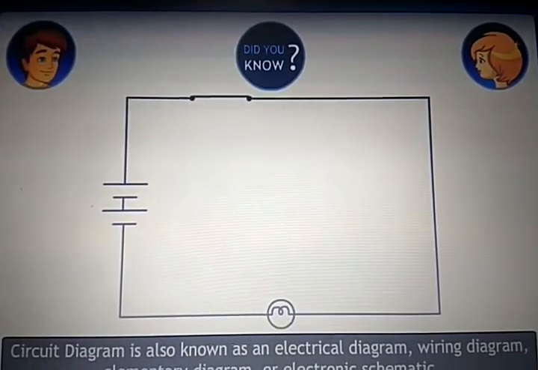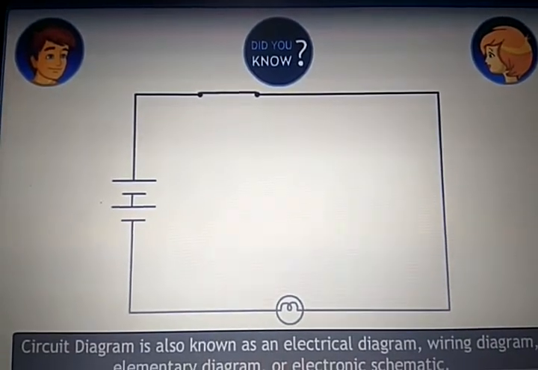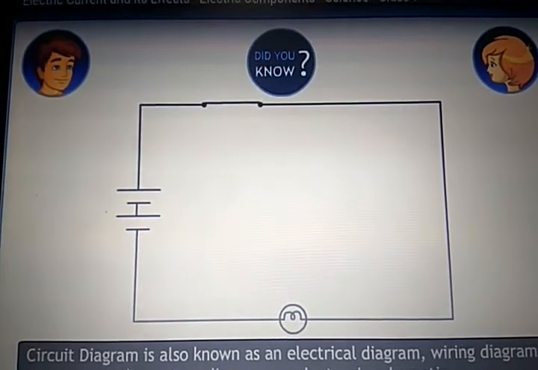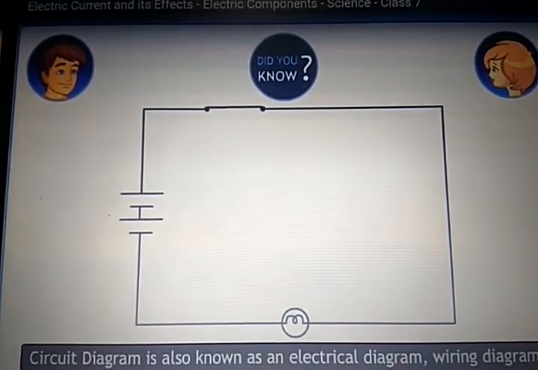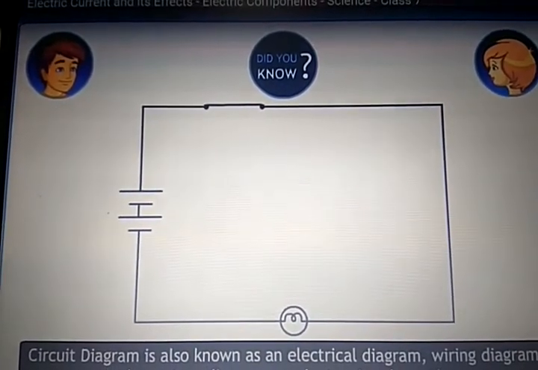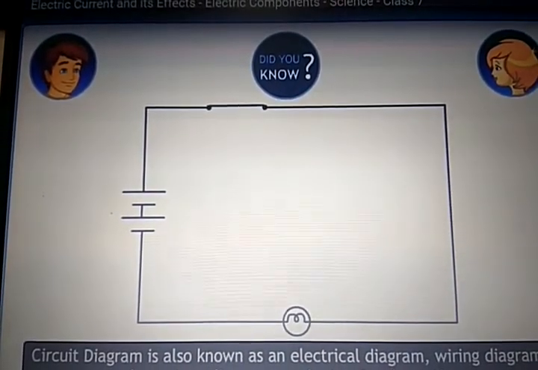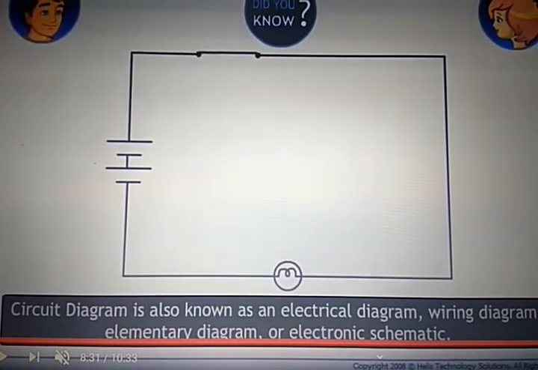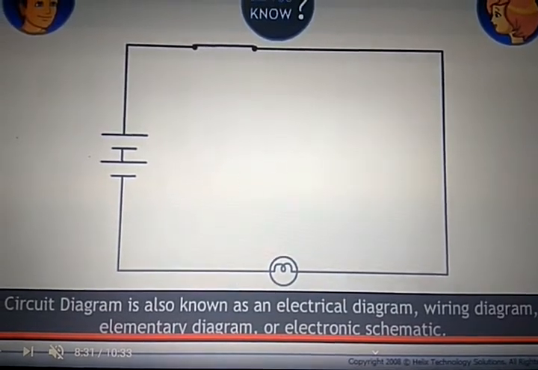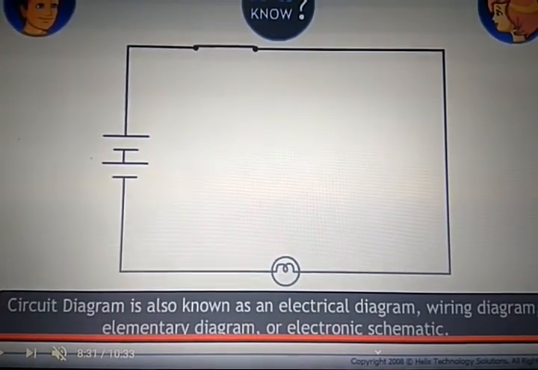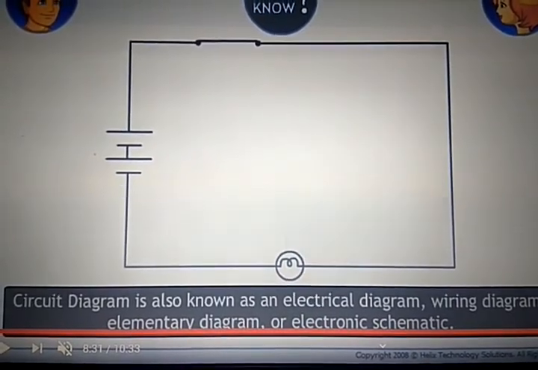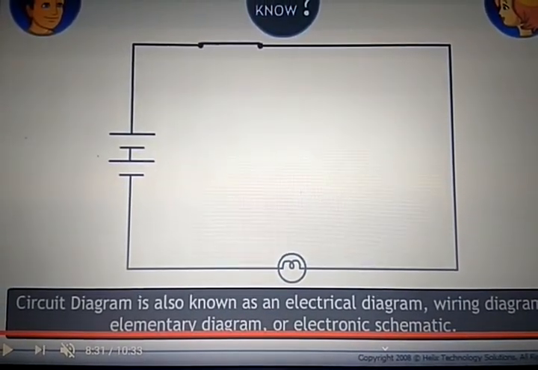What is this? It is a circuit diagram. Here circuit is on or off, students? Circuit is on, and on the left side it is the construction of battery, minus plus minus plus. It's a correct connection. Battery is there, bulb is there. Okay. So dear students, circuit diagram is also known as electric diagram, wiring diagram or elementary diagram or electronic schematic diagram. So today's topic, we stop here, till here we study.